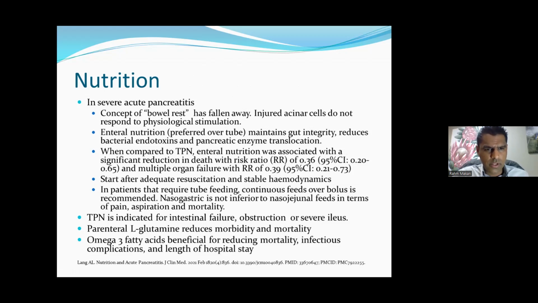It was also shown in the study that parenteral L-glutamine reduces mortality and morbidity. And omega-3 fatty acids have also been shown to be beneficial for reducing mortality, infectious complications, and length of hospital stay.